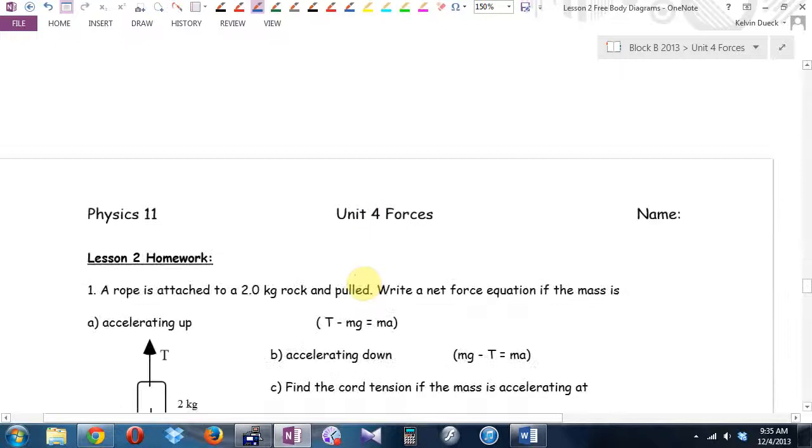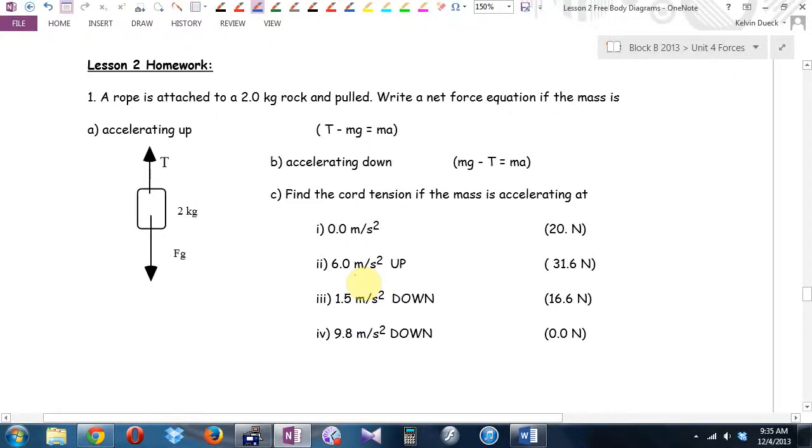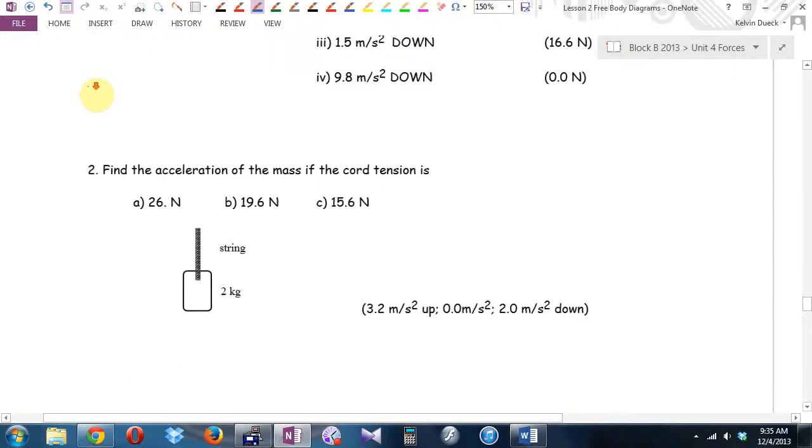Got a video to show you in a second, but what's your homework? Some of these are still going to be tricky. In particular, number 1, I will happily go over next class. It's about a half step beyond what I've done with you, but I'm curious to see which of you, by looking at the answer, can puzzle this out. Your hint is draw a good free body diagram. Number 1 says we have a 2-kilogram rock attached to a rope. It's pulled. Write a net force equation, A if it's accelerating up, B if it's accelerating down, and then find the cord tension, and it gives you different accelerations. See if you can figure those out.